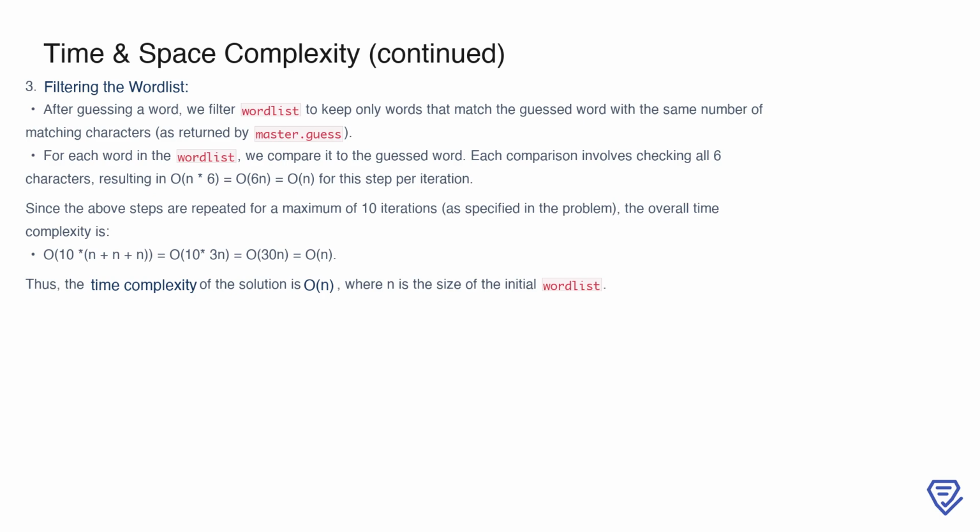Since these steps, frequency calculation, selecting the best guess, and filtering, are repeated for at most 10 iterations, as the problem limits the number of guesses to 10, the total time complexity becomes O(10 * n + n), which simplifies to O(30n). Removing the constant factor, we arrive at an overall time complexity of O(n), where n is the size of the initial word list.